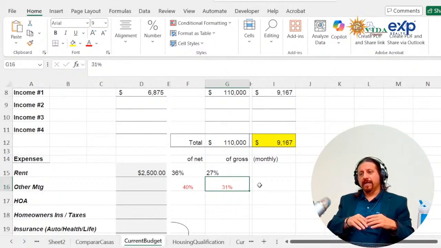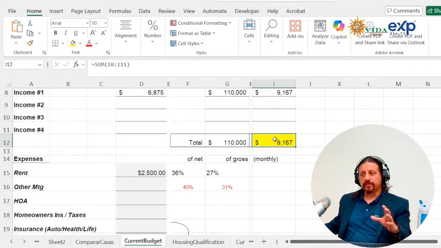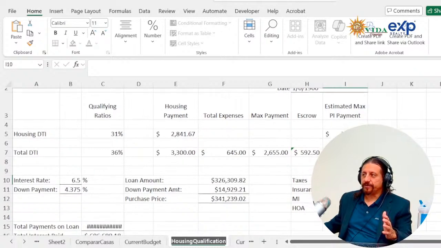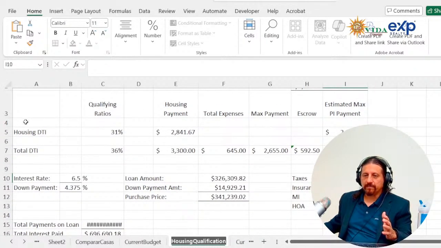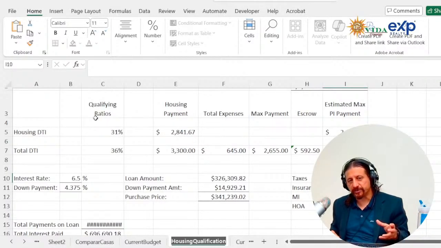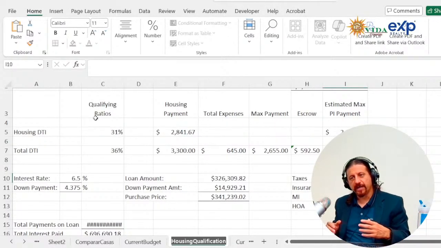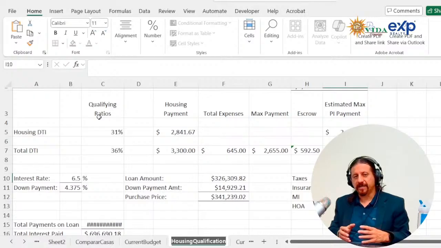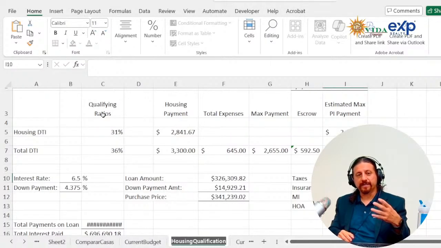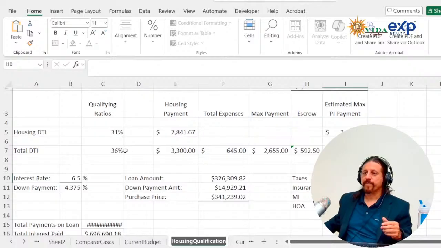Okay. Once you determine what this is, you can figure those numbers out. What I do then is open up another sheet here in Excel, and we'll start looking at qualifying numbers. So, you've heard of qualifying ratios. You have your housing ratio, which is your front end ratio, and then you have your total DTI or your back end ratio, which includes your housing payment as well as any other debt expense, which again, card payments, credit cards, etc.